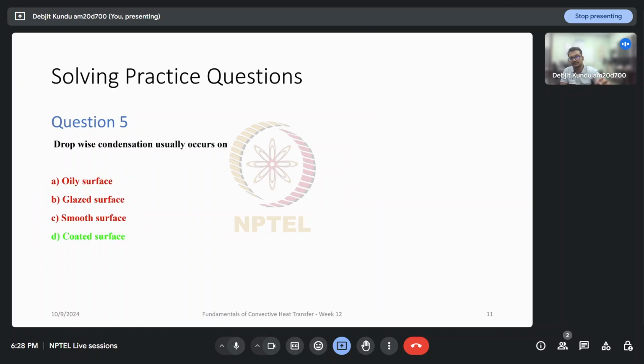So let's take a look at the solution. It's option D, coated surface, which facilitates dropwise condensation. If you coat a certain solid with some other material, an example could be a Teflon coating on some stainless steel solid surface, these kinds of coatings usually facilitate dropwise condensation.